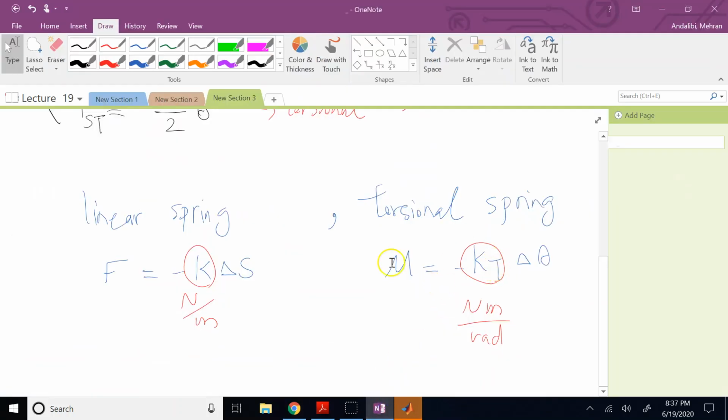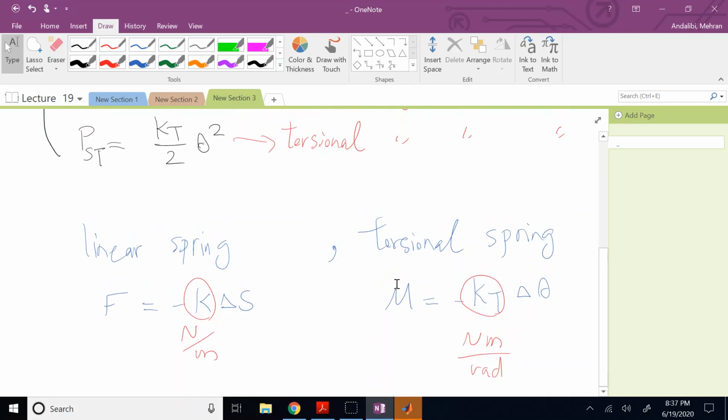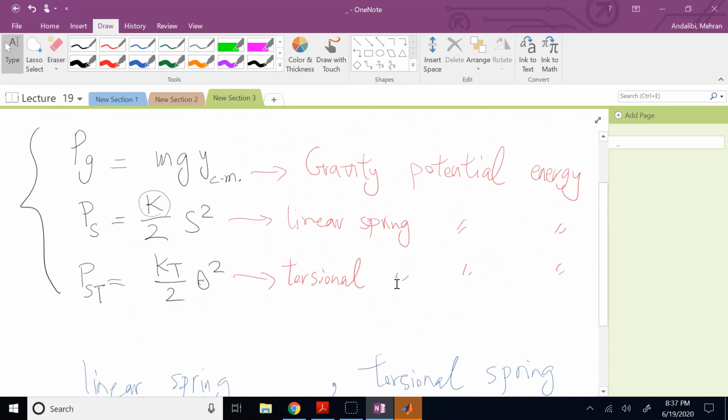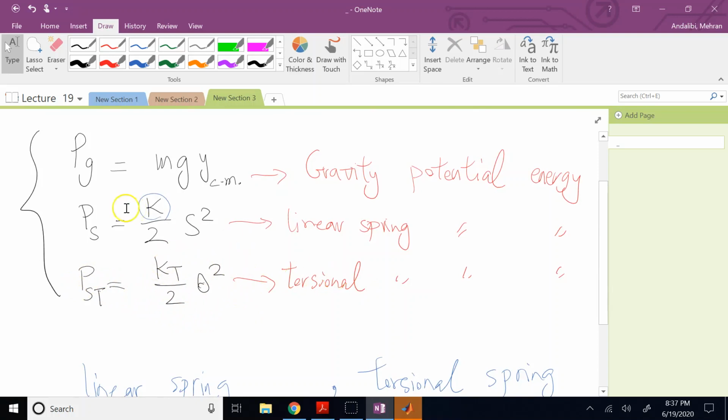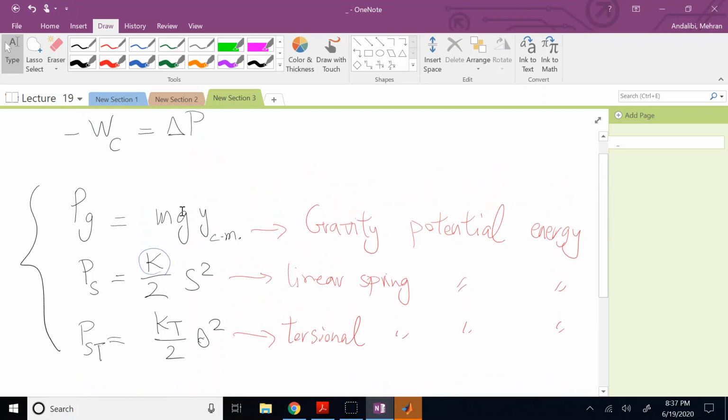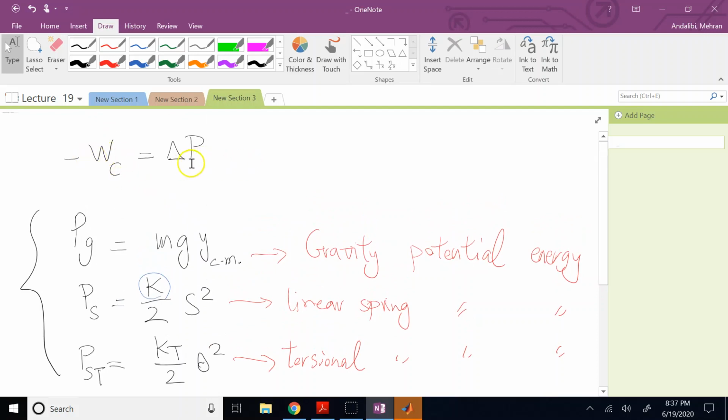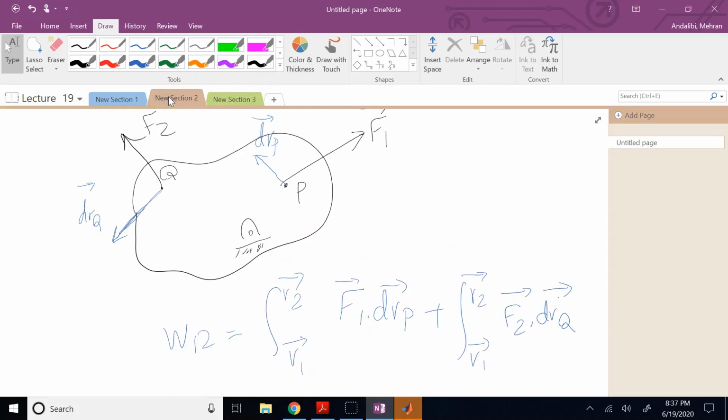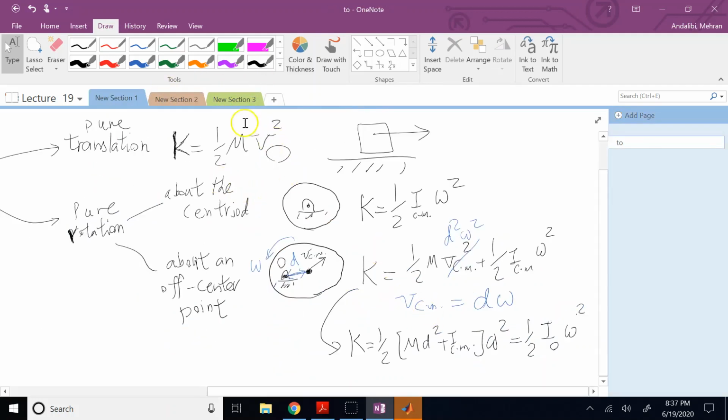Okay, and again, this linear behavior is assuming that the angle through which you are twisting is not super big. Otherwise, they might show some nonlinear behaviors. So this is the potential energy stored in a torsional spring. This is the potential energy stored in a linear spring. This is the potential energy stored in any object that is lifted. Okay, so these are what we have here. The change in potential energy is the negative of the work done by conservative forces, no difference. Everything is the same. Kinetic energy is a little different.